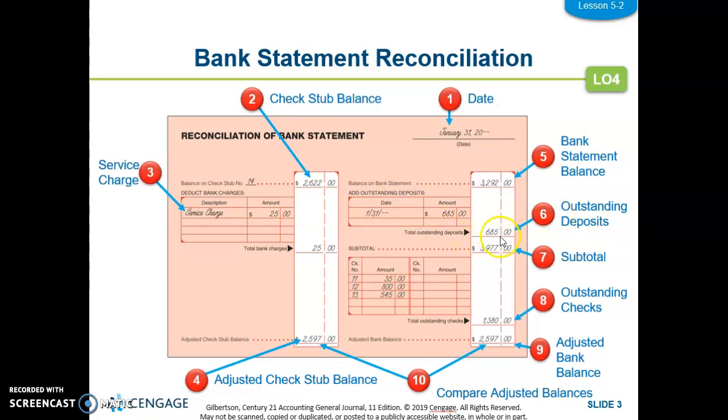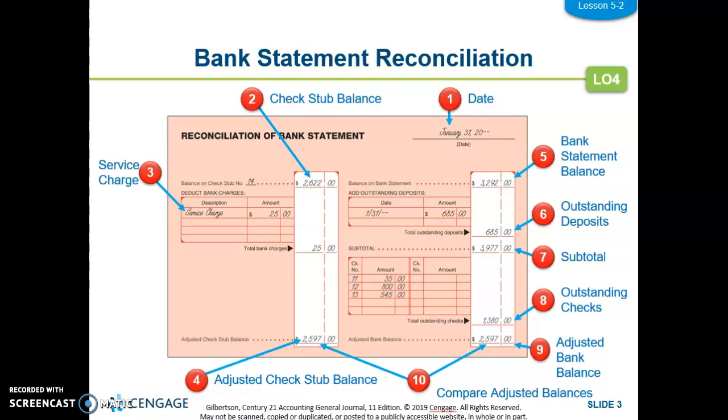We will total those outstanding deposits, and it tells us to add our outstanding deposits to our balance on our bank statement. Then we will list all of our outstanding checks. Those are checks that we have written but are not shown on our bank statement. And we need to go ahead and record. If we go ahead and subtract from our subtotal, we need to subtract our outstanding checks, and then our ending adjusted bank balance needs to equal our adjusted check stub balance. And if they do not equal, we need to find the error and correct it before any more work is done.